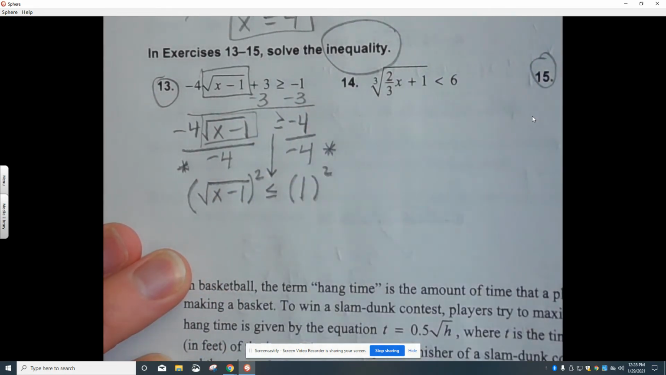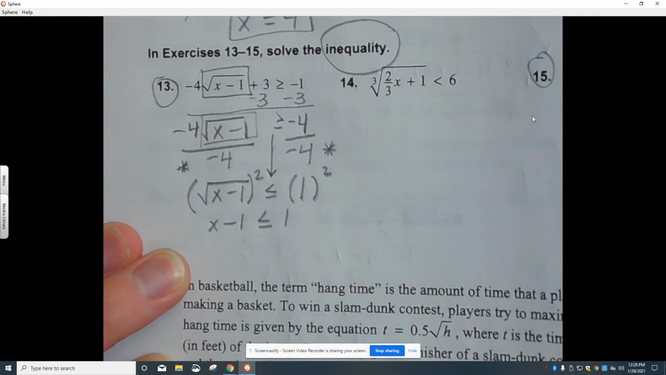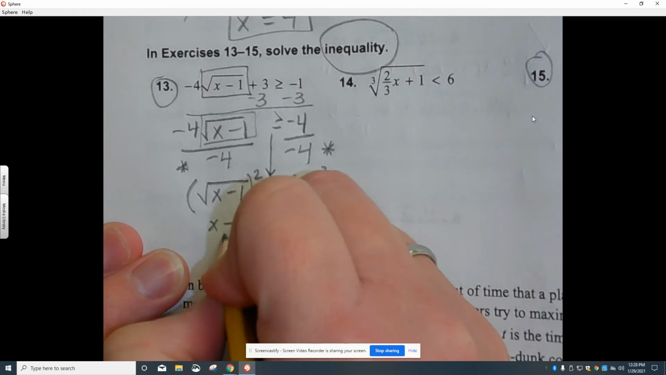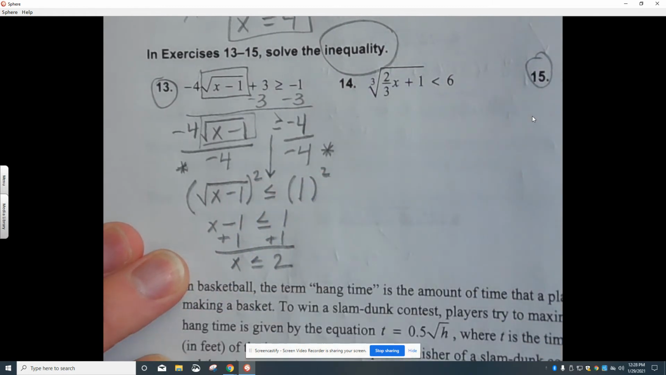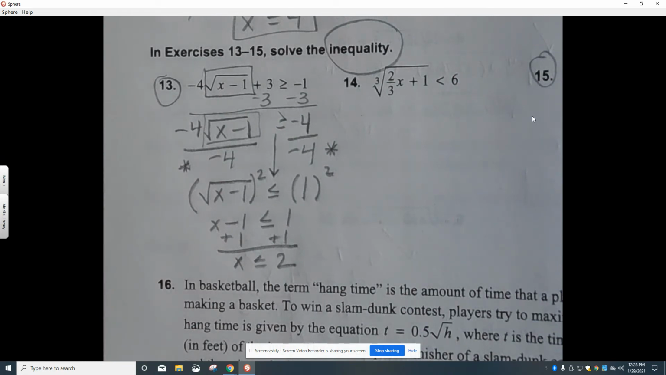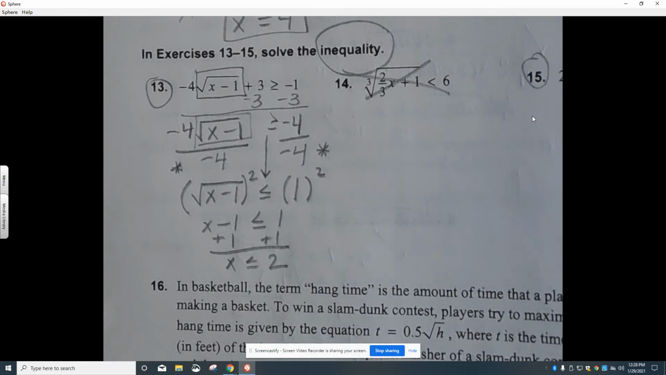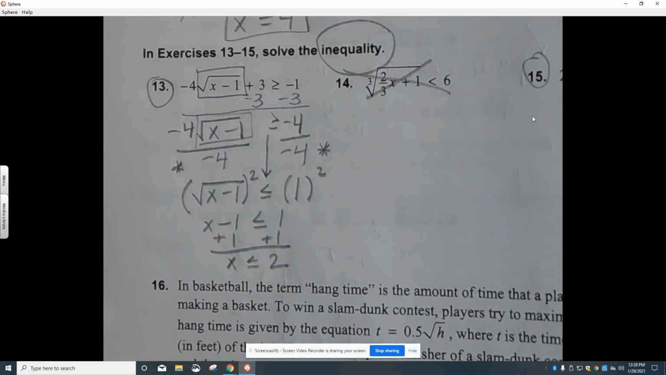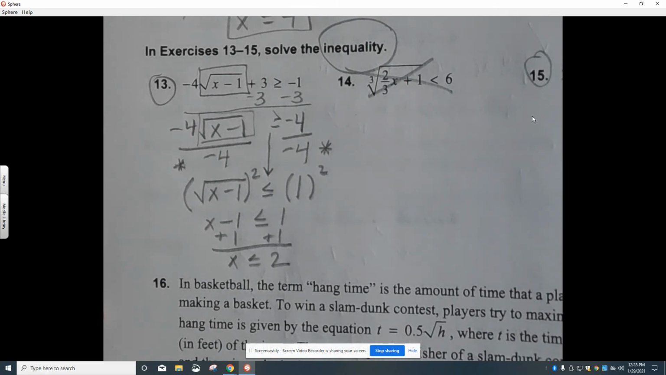If I square it, we're going to have x minus 1 is less than or equal to 1. And then we have to add our 1 to the other side. So x is less than or equal to 2. So that is our solution set so far. But the only problem is when we do inequalities, we have to be careful for the answers that will give us complex numbers, because we only want our answers here to be real.